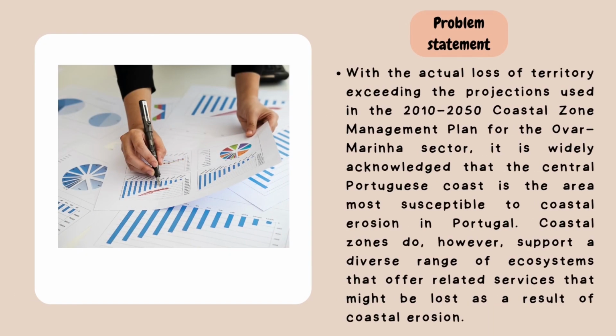For the problem statement of case study number 2, in the 2010 to 2050 Coastal Zone Management Plan for the Ovar-Marinha Grande sector, it is widely acknowledged that the central Portuguese coast is the area most susceptible to coastal erosion in Portugal. Coastal zones do, however, support a diverse range of ecosystems that offer related services, which might be lost as coastal erosion rises.